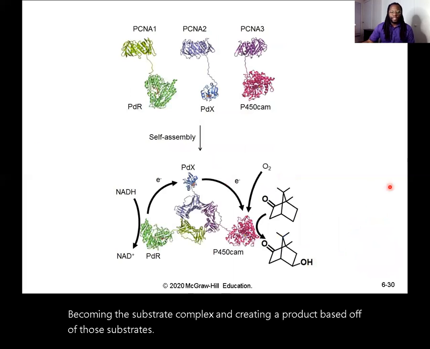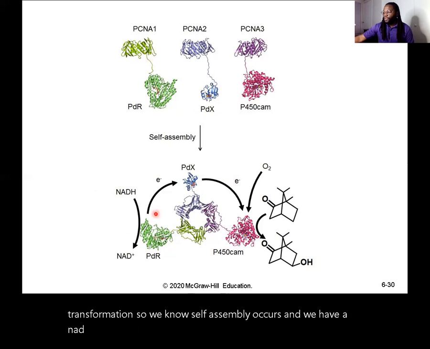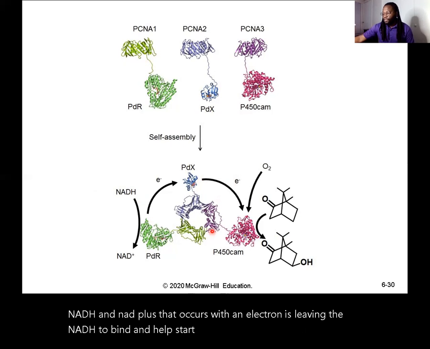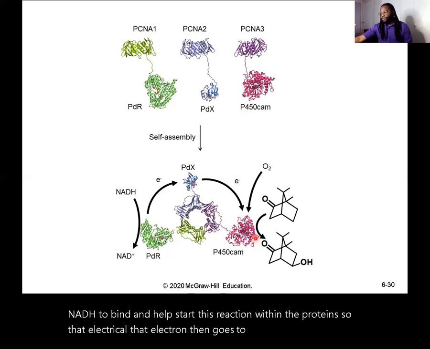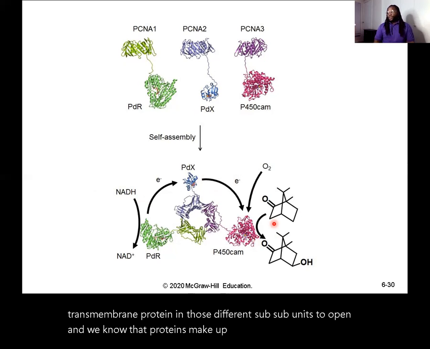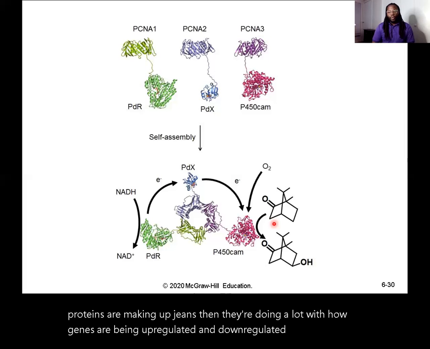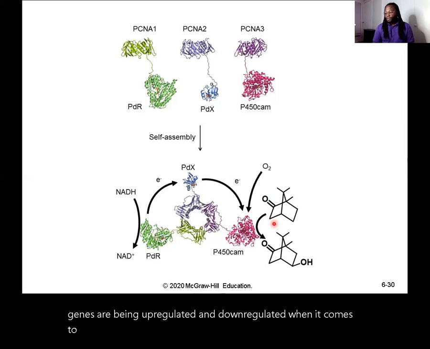Here's another way of looking at this, which gives us different transformations. So we know the plus that occurs with that electron starts this reaction within the proteins, creating that transmembrane protein and those different subunits to open. And we know that proteins make up genes, right? So if these proteins are making up genes, then they're doing a lot with how genes are being upregulated and downregulated when it comes to why enzymes and catalysts are important.